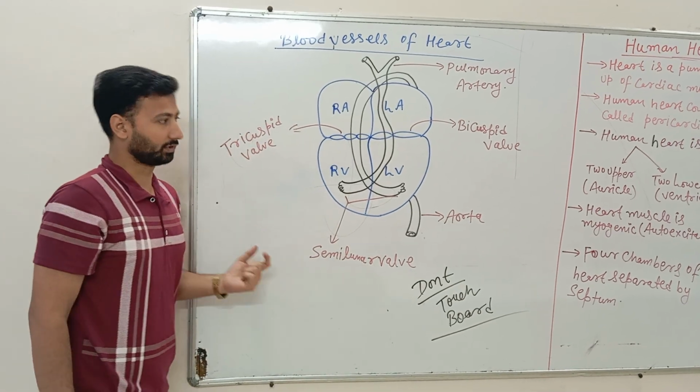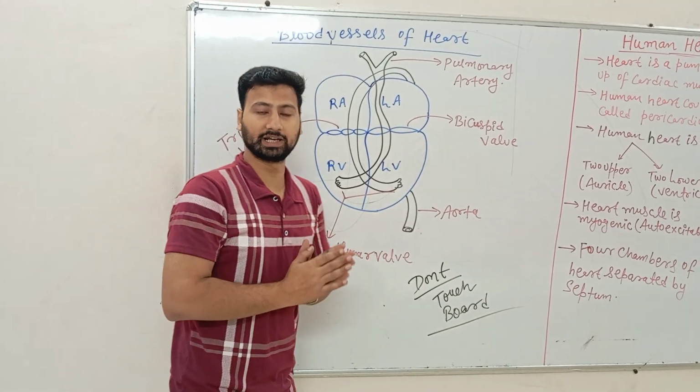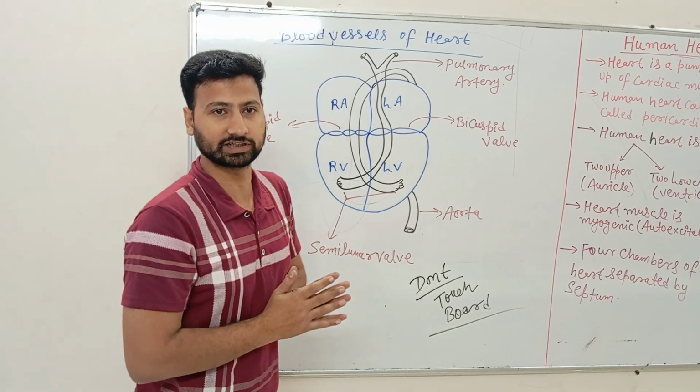These are blood vessels of heart. Human heart is 4 chambered in order to separate oxygenated and deoxygenated blood.